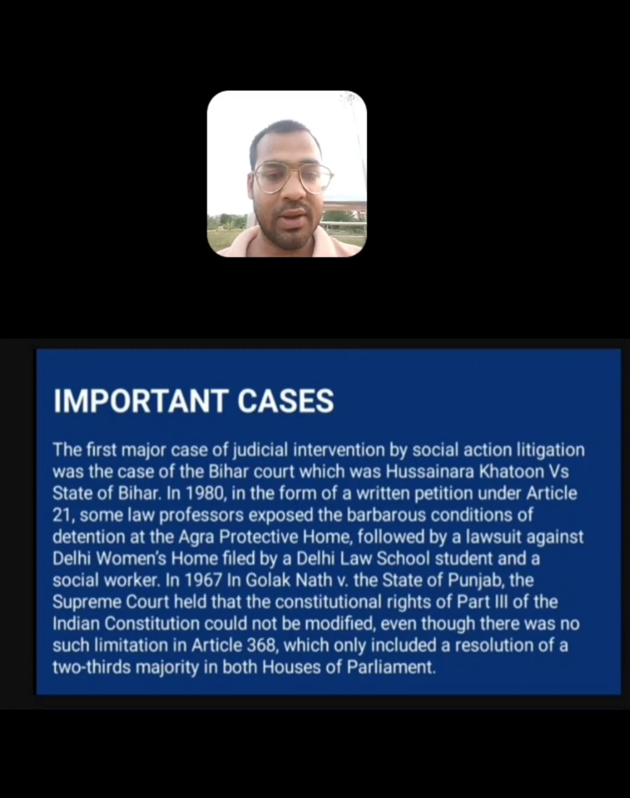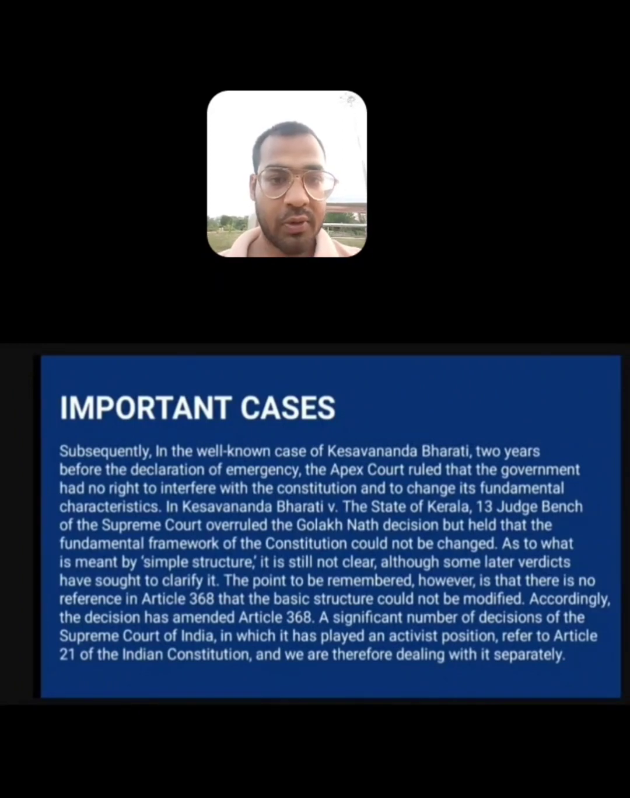In 1967, in Golaknath versus State of Punjab, the Supreme Court held that the constitutional rights of Part 3 of the Indian Constitution could not be amended, even though there was no such limitation in Article 368, which only requires a resolution of a two-thirds majority in both Houses of Parliament. Subsequently, in the well-known case of Kesavananda Bharati, two years before the declaration of emergency, the apex court ruled that the government has no right to interfere with the constitution and change its fundamental characteristics.